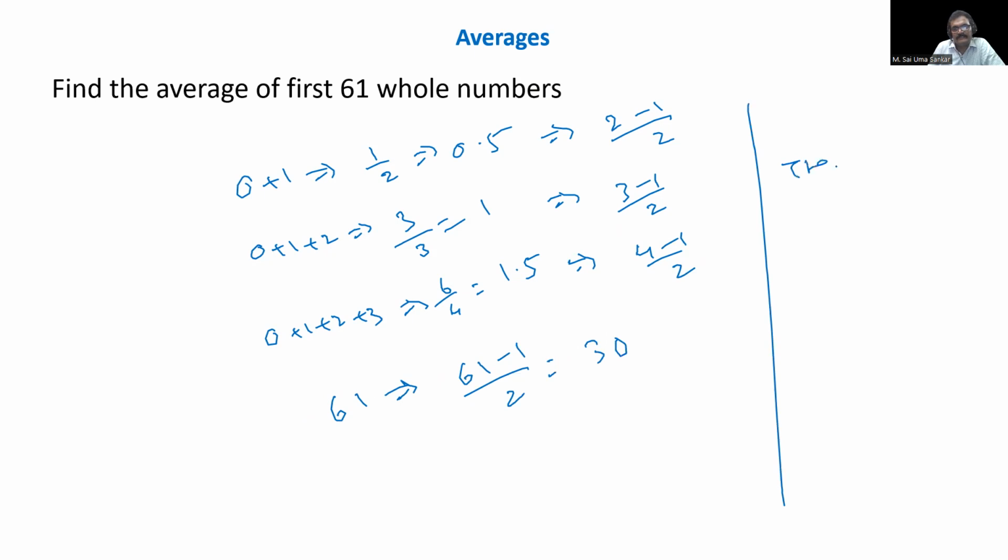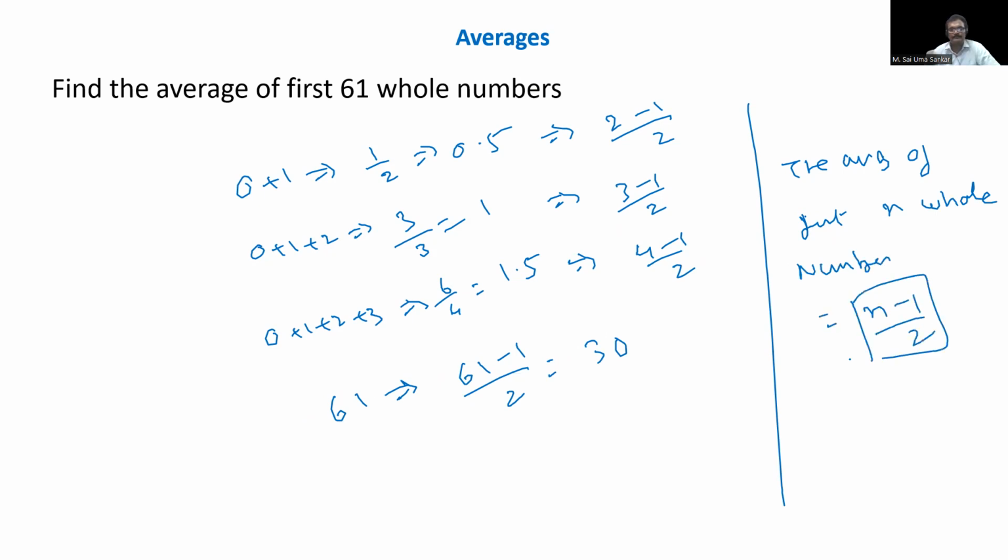Here the average of first n whole numbers is n minus 1 by 2. Okay, either you memorize these, or otherwise just leave it. Just find the generalized value, and you will get the answer.